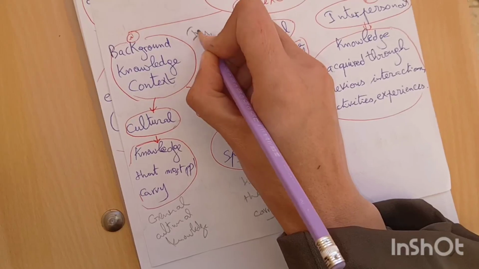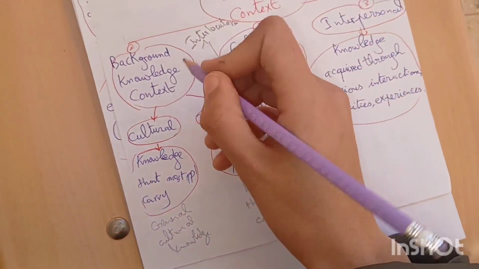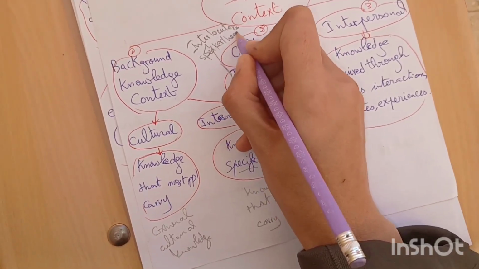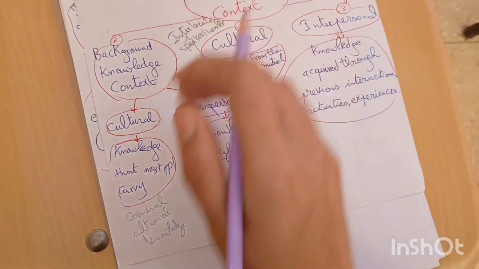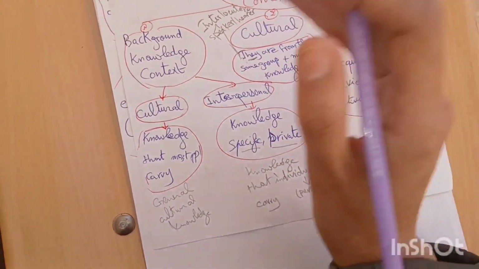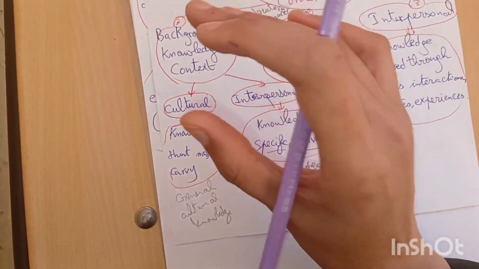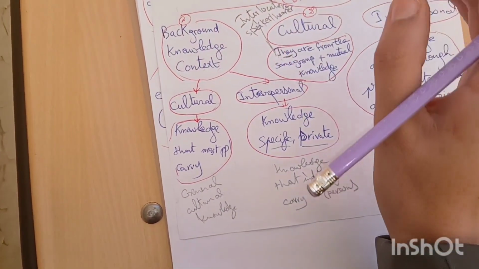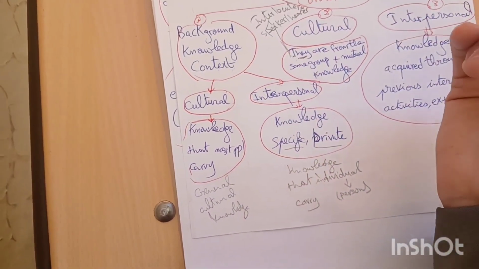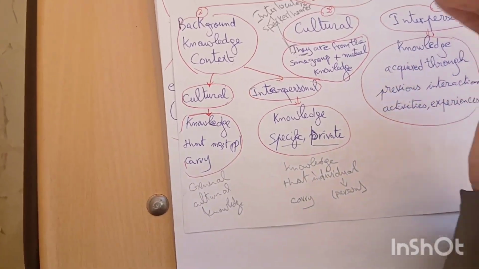Interlocutors. We say interlocutors for the speaker and the listener, or the hearer. We say hearer, because there is a difference between the hearer and the listener. So the cultural context is the assumption of those interlocutors who are from the same group and have mutual knowledge about a certain topic. So we have interpersonal.